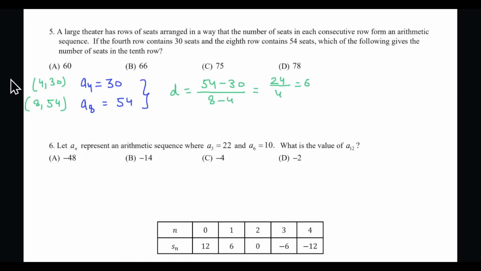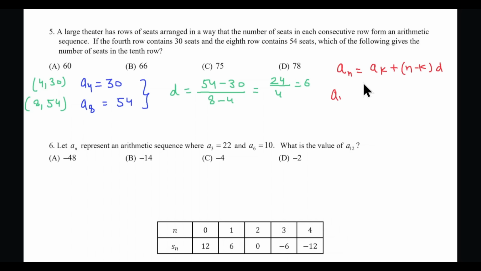Now I need to figure out what is A10. So I know that An is equal to Ak plus n minus k times d. That's the general formula for an arithmetic sequence.